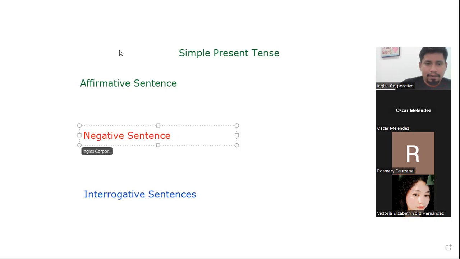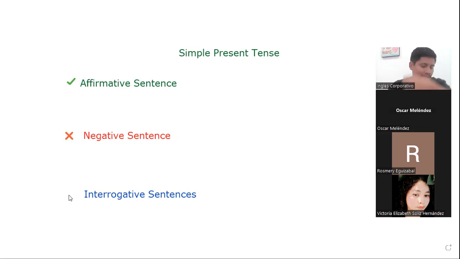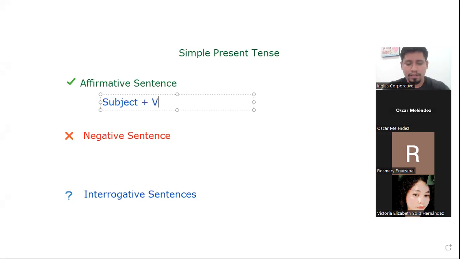There we have an affirmative sentence. We also know that when we use an affirmative sentence, we have to use the subject plus verb plus the complement, right? I want to add here a different color, I guess it's going to be so much better. The three elements that we have to include: subject plus verb. The verb must be in base form, okay? Verb plus the complement, right?